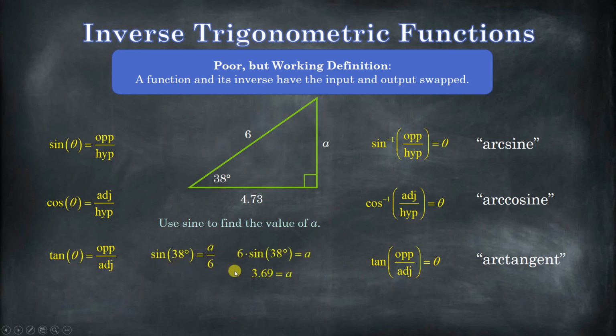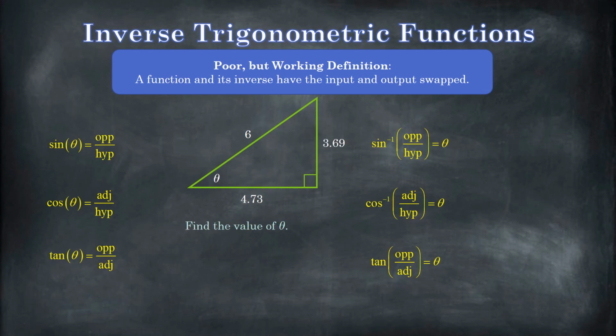Multiply both sides by 6. Plug it into a calculator. Correct to 3 significant figures, you get 3.69. So A would be 3.69, whatever the units are. Now, we know that angle's 38 degrees because we started with 38 degrees.